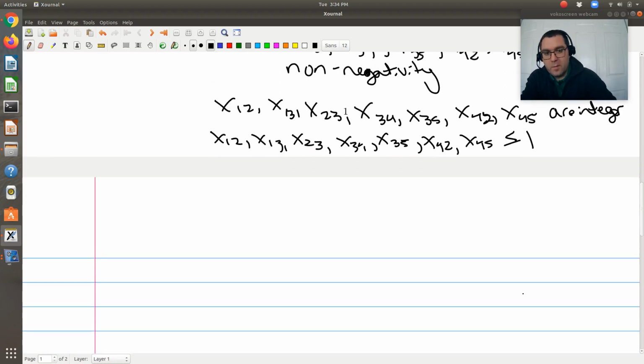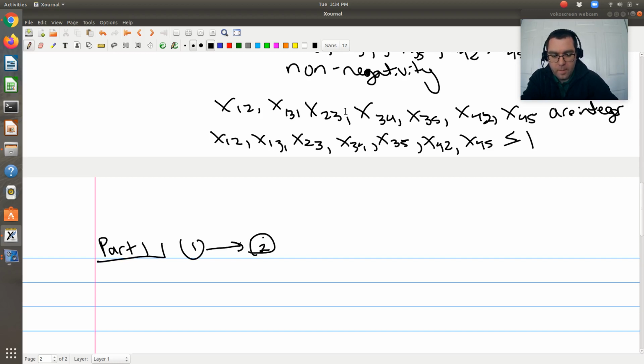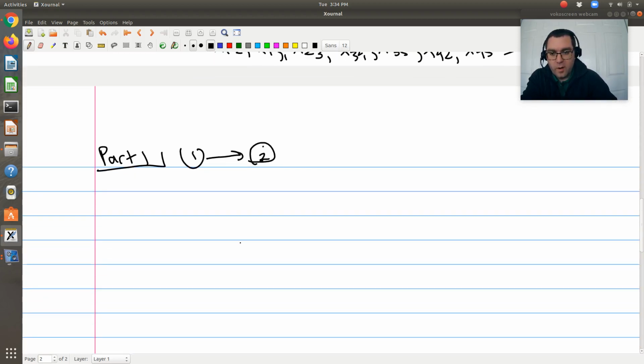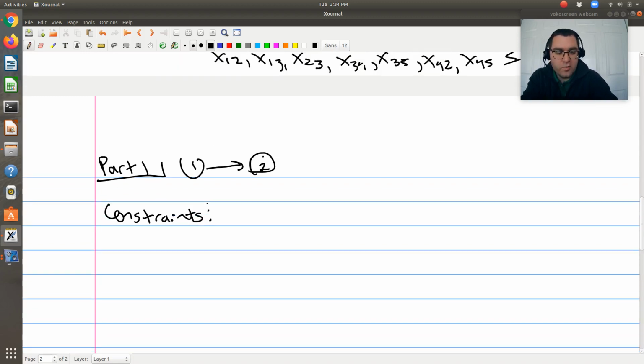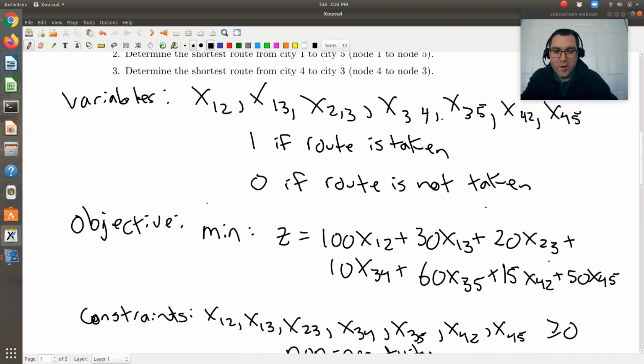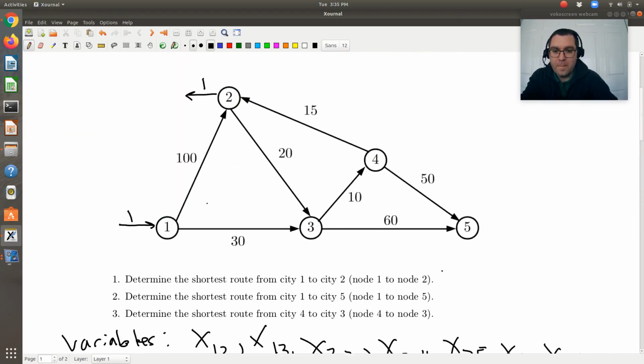Okay, so I'm going to write out, let's call it part 1. Okay, so in part 1, we want to go from node 1 to node 2. Okay, so the next part in all these that happens is we need to continue on with our constraints. Okay, and our next set of constraints is essentially going to correspond to a node balance.